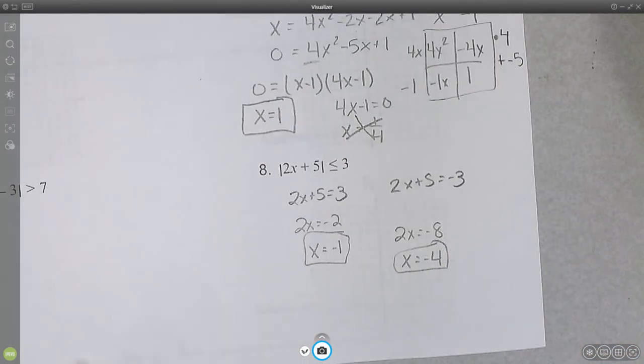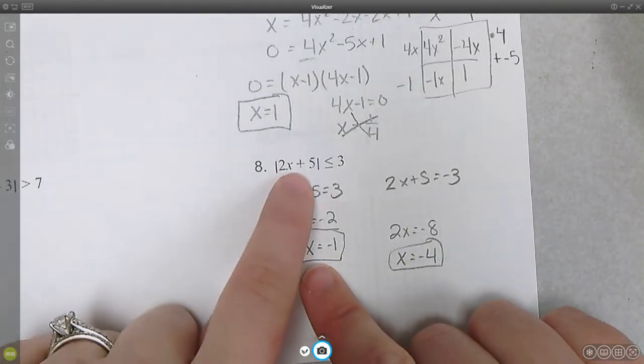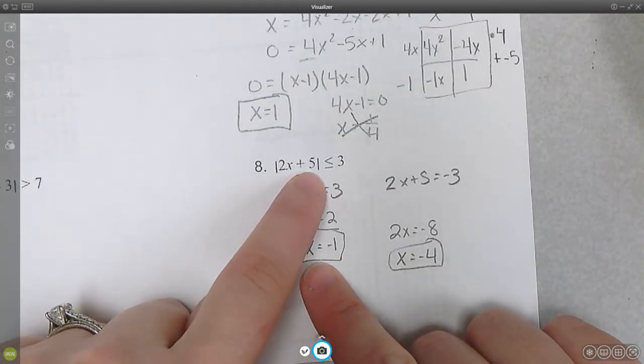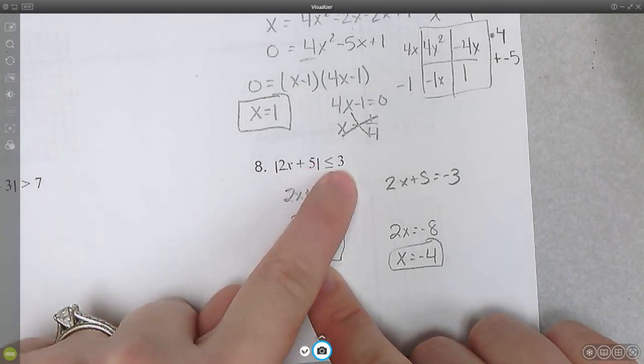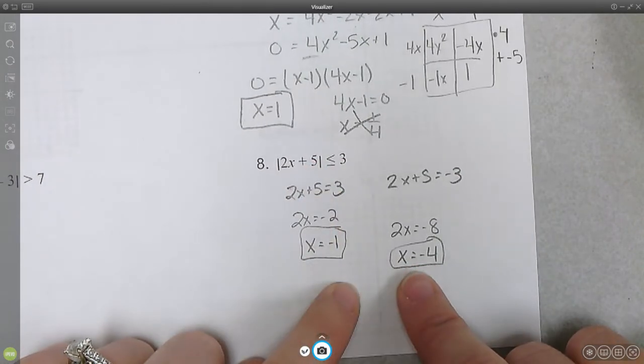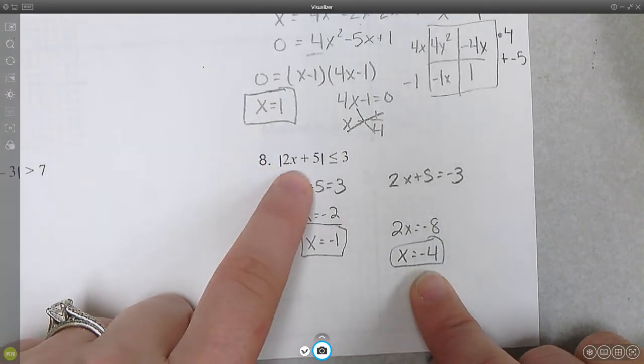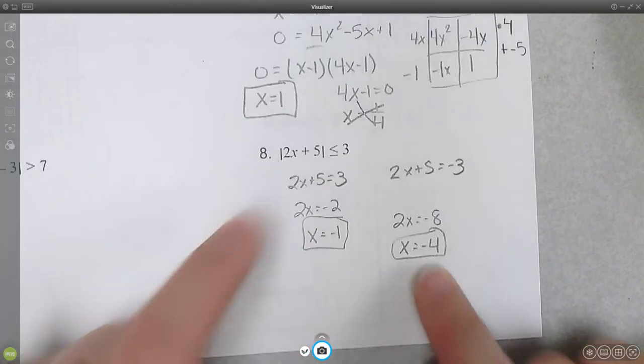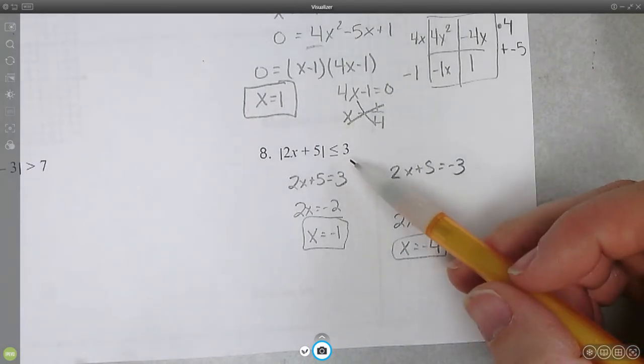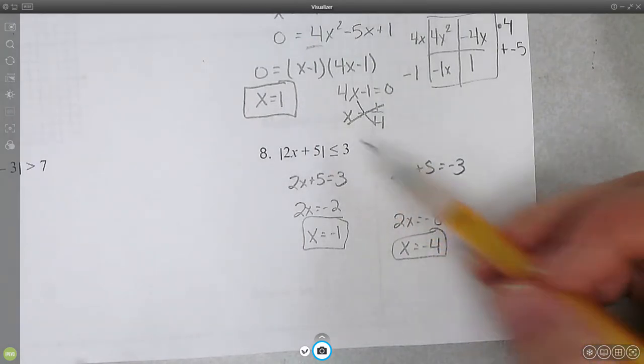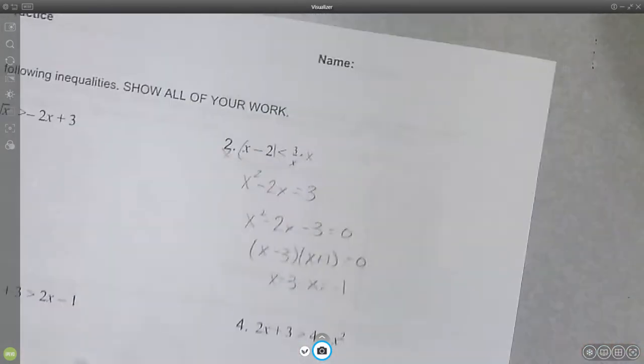And then same here, you need to check your solution. So if I take -1 and plug it in here, -2 plus 5 gives you 3. So that's true. And then we have -4. So -8 plus 5 gives you -3. And the absolute value of -3 is 3. So these two both work.